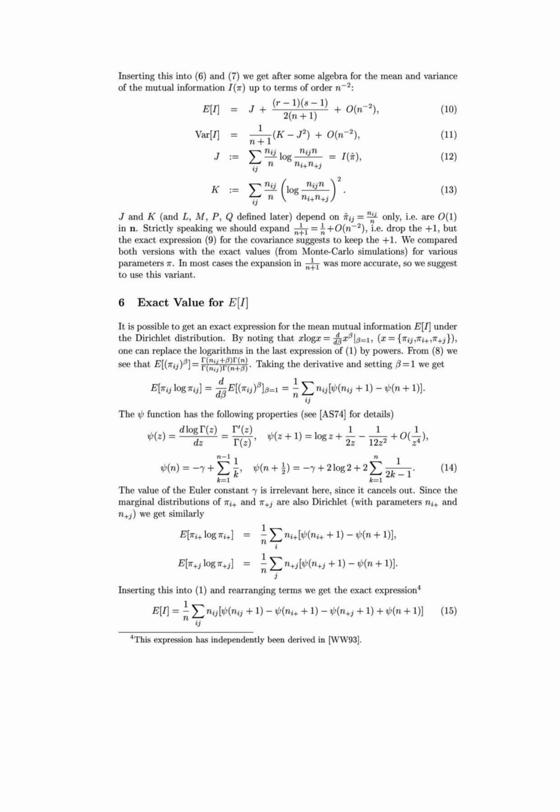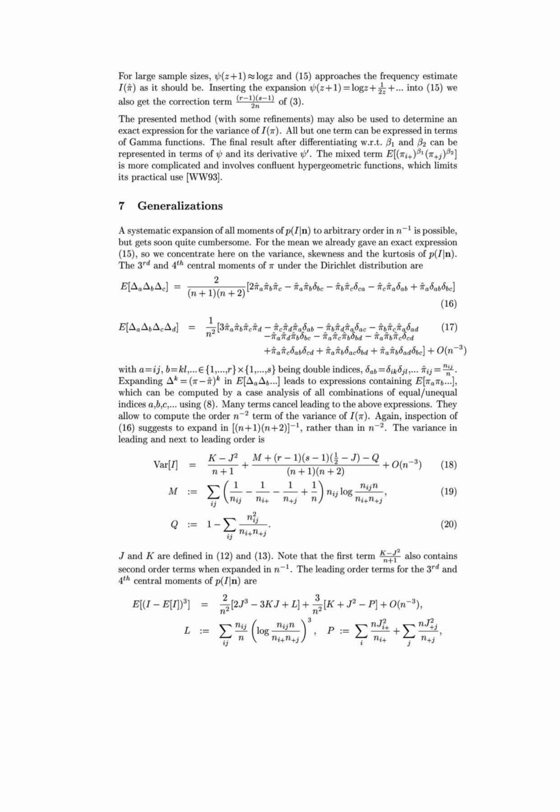Since the marginal distributions of π_i+ and π_+j are also Dirichlet with parameters n_i+ and n_+j, we get similar expressions. Inserting this into the earlier equation and rearranging terms, we get the exact expression for E[I], equal to minus the sum of n_ij/n times ψ(n_ij + 1) minus ψ(n_i+ + 1) minus ψ(n_+j + 1) plus ψ(n + 1). For large sample sizes, ψ(z + 1) approaches log z, and equation 15 approaches the frequency estimate I(π).